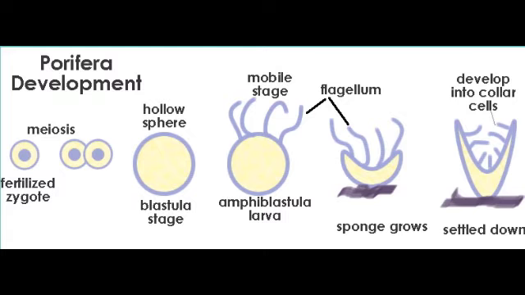Through metamorphosis, it settles down. The flagellum then develops into collar cells. During this process, the sponge is always a hermaphrodite, meaning it can act as either the female or the male in reproduction.